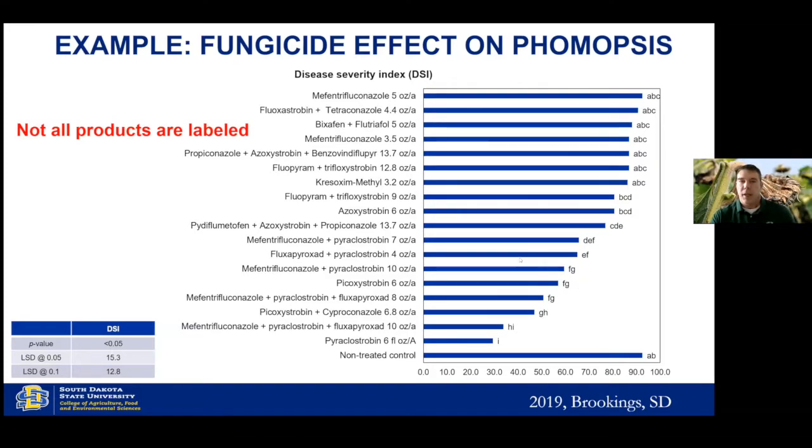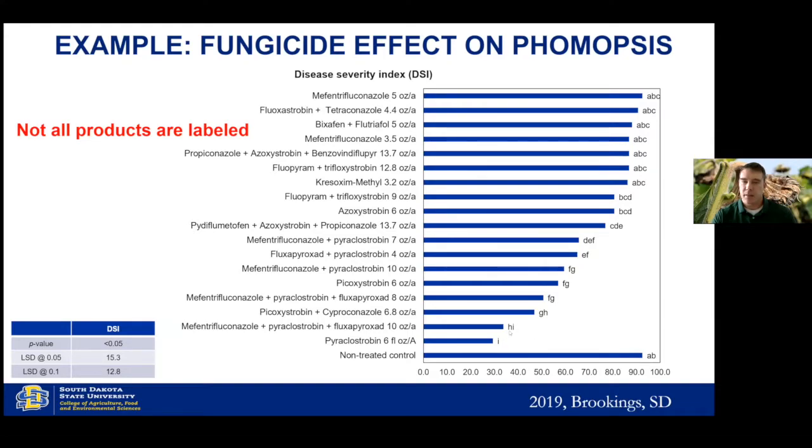So if you see the disease severity index here, okay, that's what the bar is. So the bigger the bar, more disease. You can see all these different active ingredients that we're testing. On the bottom is the non-treated control. So the bottom has a disease severity index of over 90%.